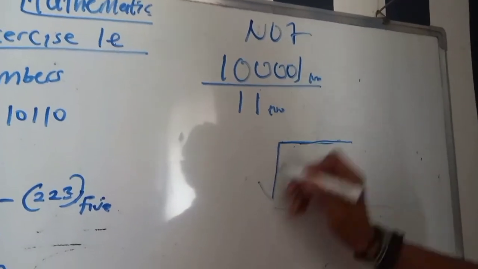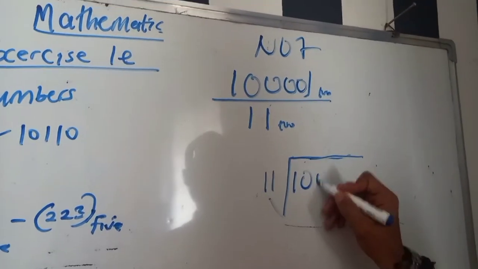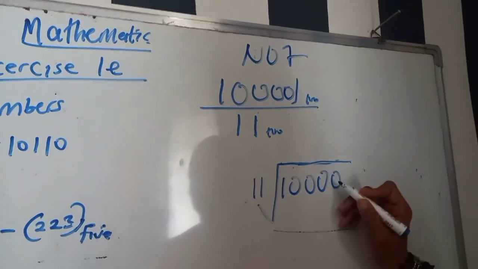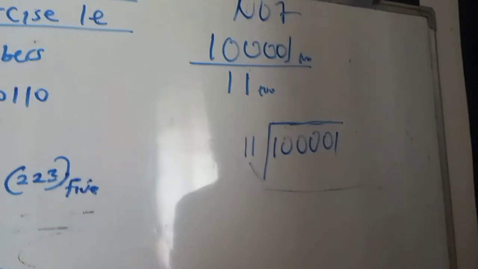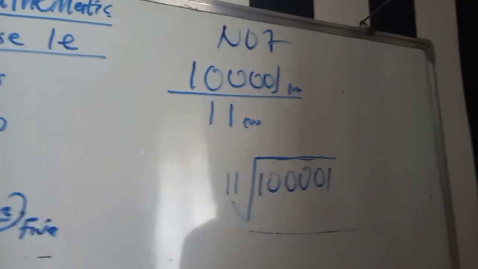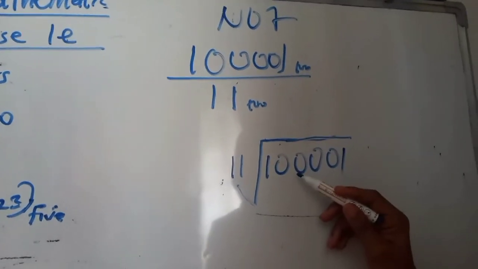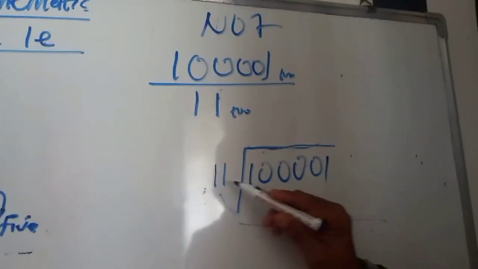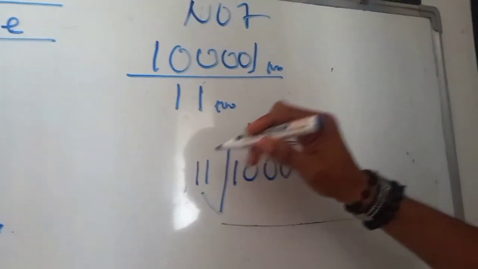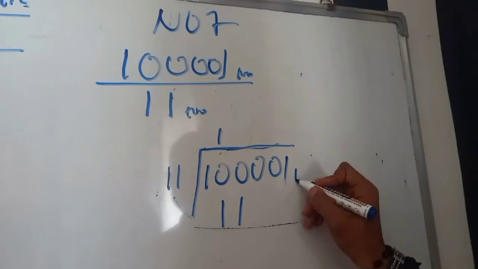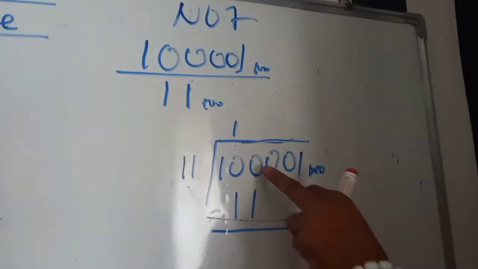What happened now? Put my 11 here as the denominator, and my numerator 10001 here. Now I have a question here. What next? 11 cannot divide 1 or 10, so I pick 100. So 11 going into 100 is what? 1 time. So 1 times 11 is what? It is 11 in base 2. Don't forget that.